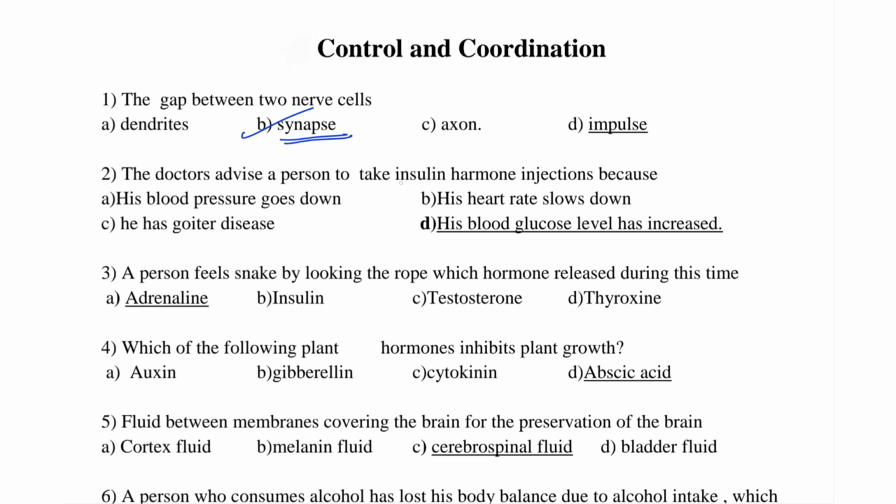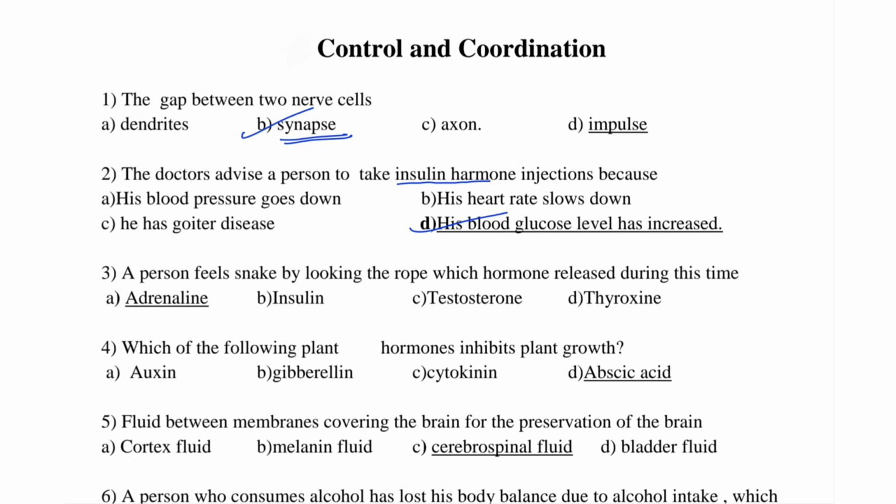So here, the doctor advises a person to take insulin hormone injection. So insulin hormone controls blood glucose level. So here, the correct answer is option D, his blood glucose level has increased. To maintain the normal blood glucose level, the doctor has advised the person to take insulin injection.